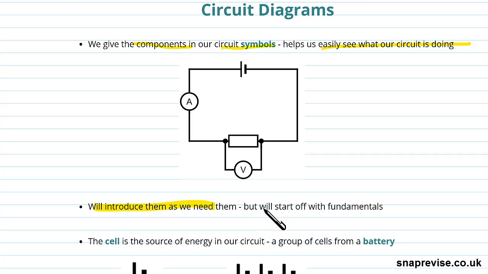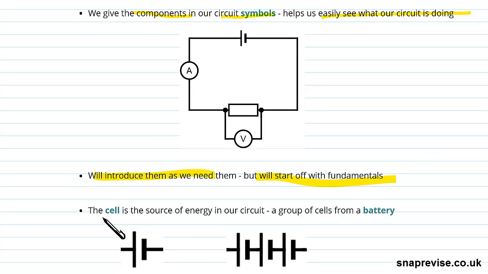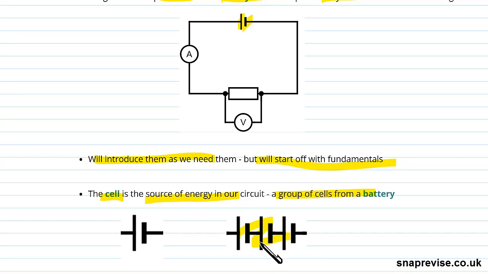But we will start off with the fundamentals, the ones that we really won't be able to progress without, or that are complicated enough that we need to spend a good amount of time explaining them. So the first thing is the cell. The cell is the source of energy in our circuit, and a group of cells form a battery. Whenever you see it just like this, that's a cell. It's not a battery. But when you see something like this, with two cells joined together, that's a battery. That's a group of cells.